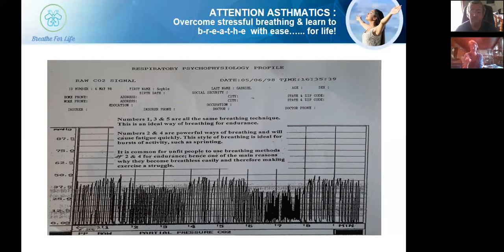Also, this understanding is very important when it comes, for example, to exercising. Most people who are unfit and get breathless are breathing that way when they exercise. So keep this in mind. I'm going to refer back to this.